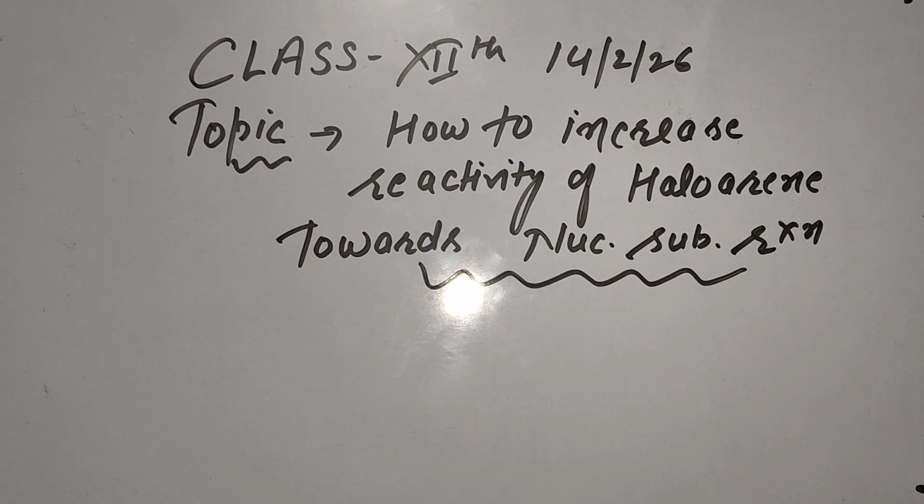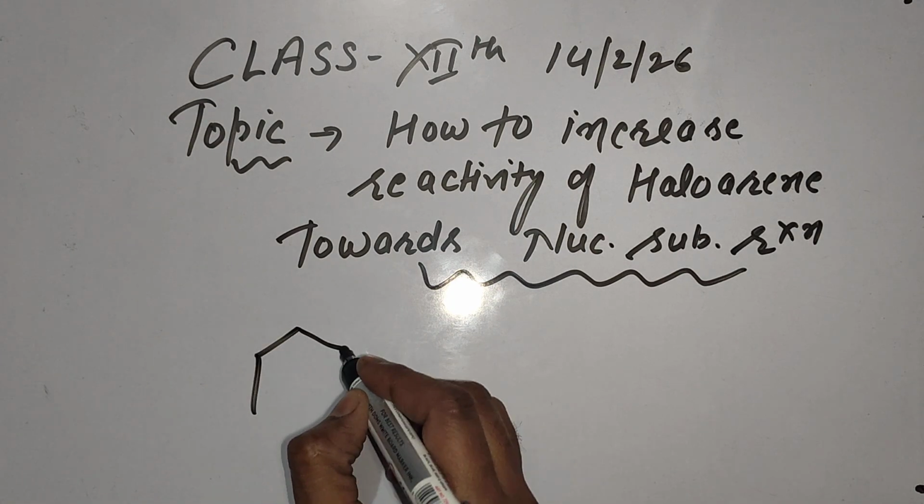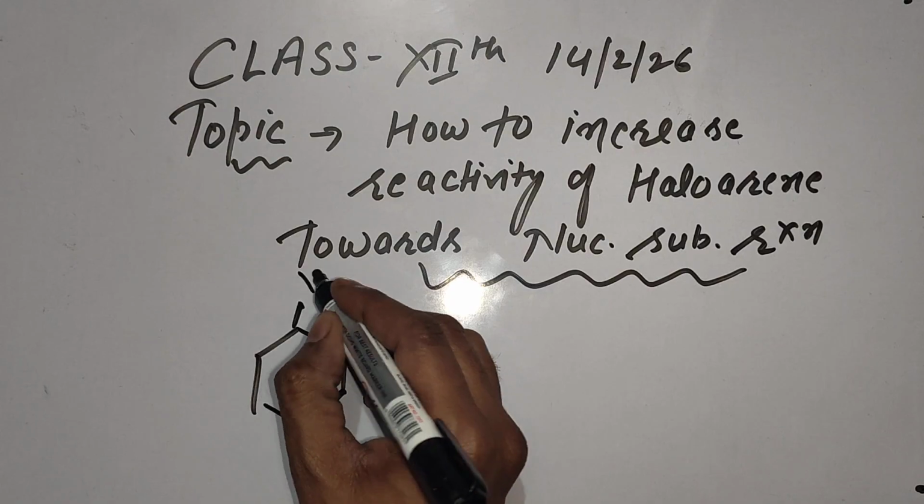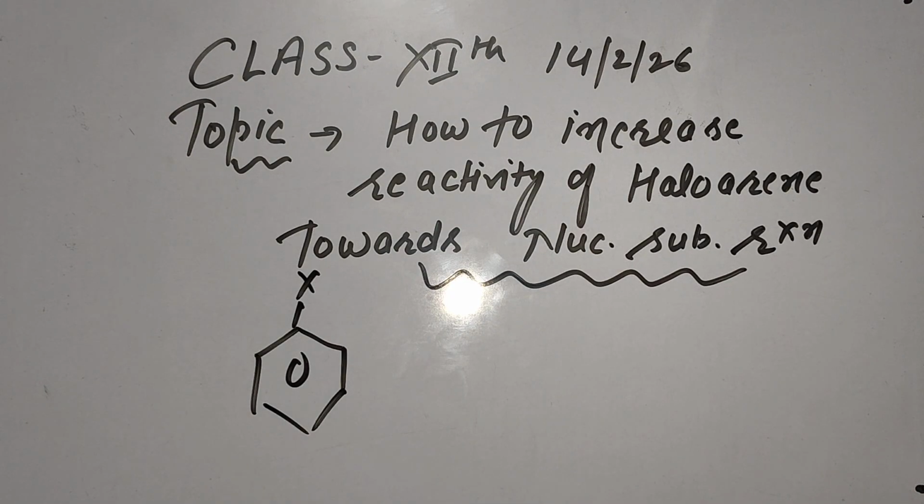The topic is how to increase the reactivity of haloarenes toward nucleophilic substitution reaction. In previous videos, we understood that haloarenes are very less reactive toward nucleophilic substitution reaction. The reasons were five: resonance, polarity, hybridization, electronic repulsion, and instability of phenyl carbocation. How to overcome this problem?